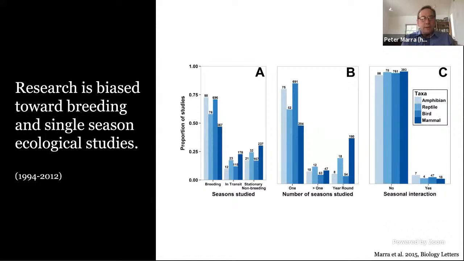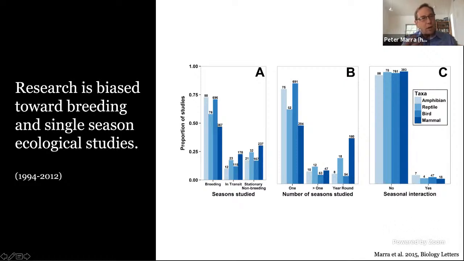So I decided to look at this, and along with several postdocs, we did a review and quantified when in the annual cycle research was done on four different vertebrate taxa: amphibians, reptiles, birds, and mammals. We basically did a literature review to find out what season had the most research done, how many of those studies actually looked at their animals in multiple seasons, and how many considered something I'm calling a seasonal interaction.